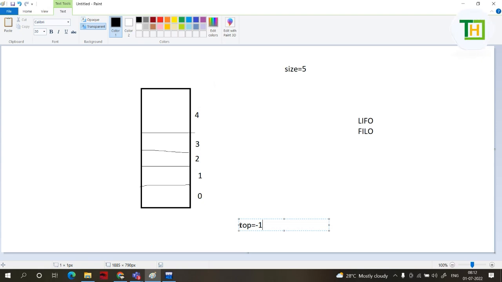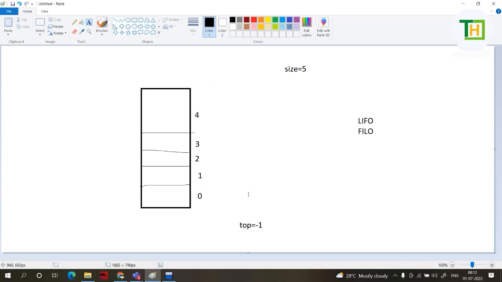Okay, here also the stack is going to be like this. If the stack size is 5, the stack is going to be created like this. The stack is created like this, and it is going to follow first in last out or last in first out.